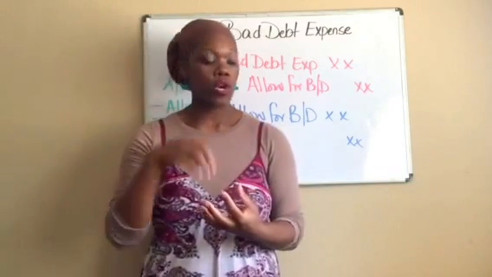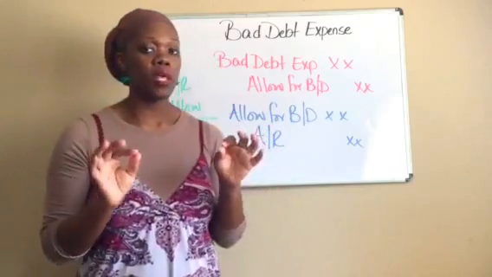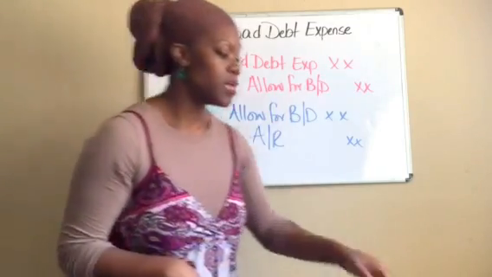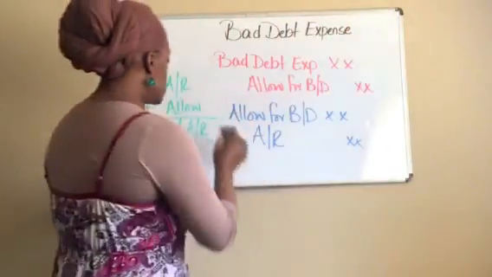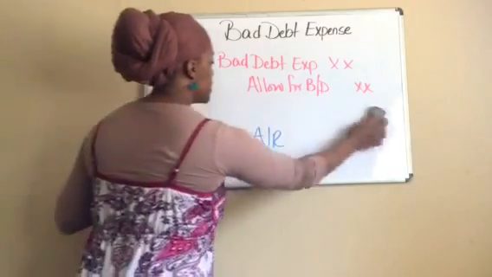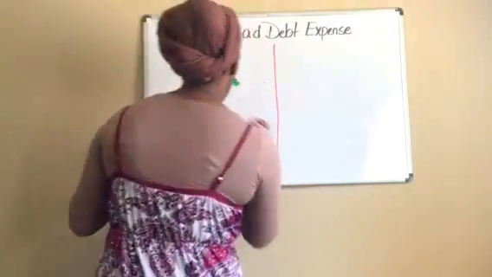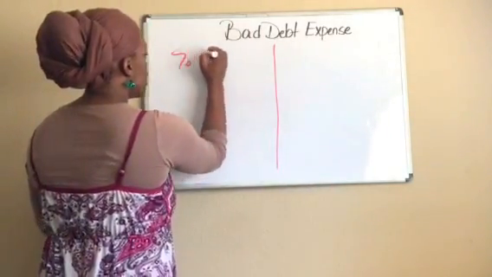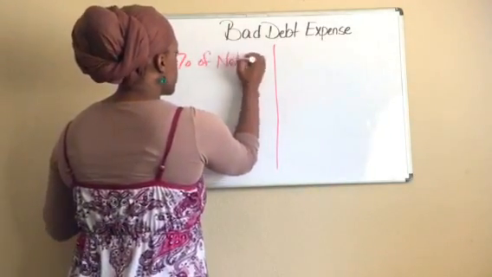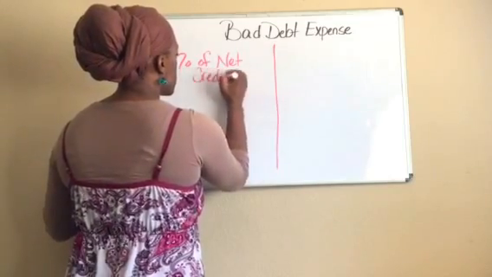So throughout the year, depending on which method we use, we're going to be putting money in and taking money out of the bucket. With that being said, just really quickly, let's go into the two different methods. So we have our percentage of net credit sales.